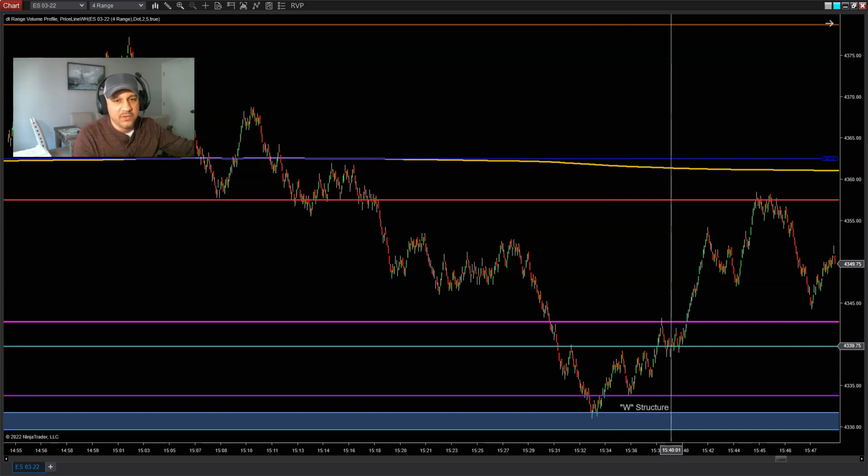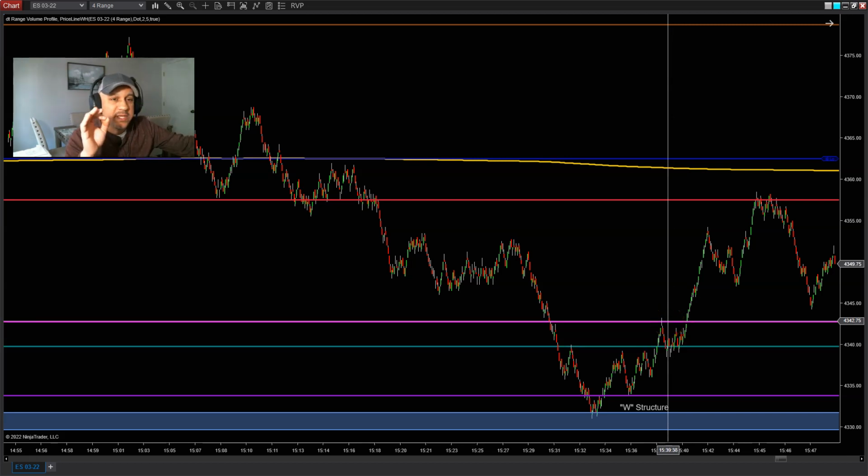We flip over to the 4 range. We look for the W structure. What does the W structure tell us? It tells us that price is clearly rejecting that zone, that area of support off the 12 range, which is your anchor chart, my anchor chart. You guys don't have to use the 12 range. You use whatever chart you like to use.